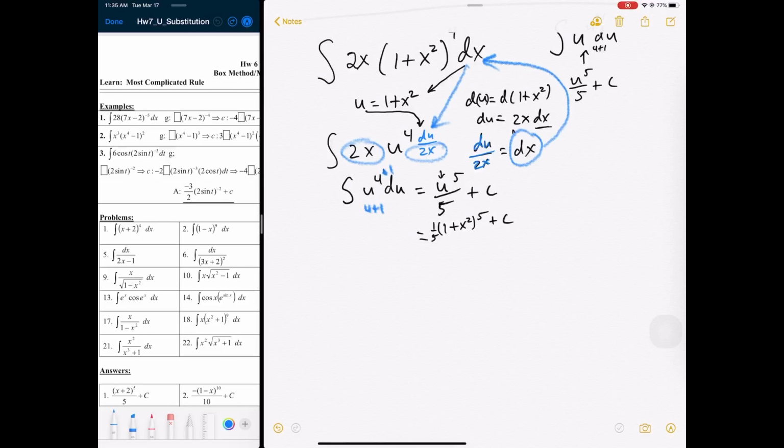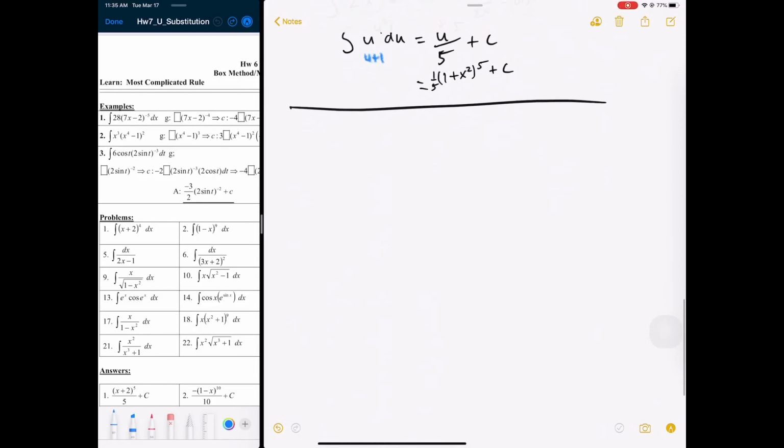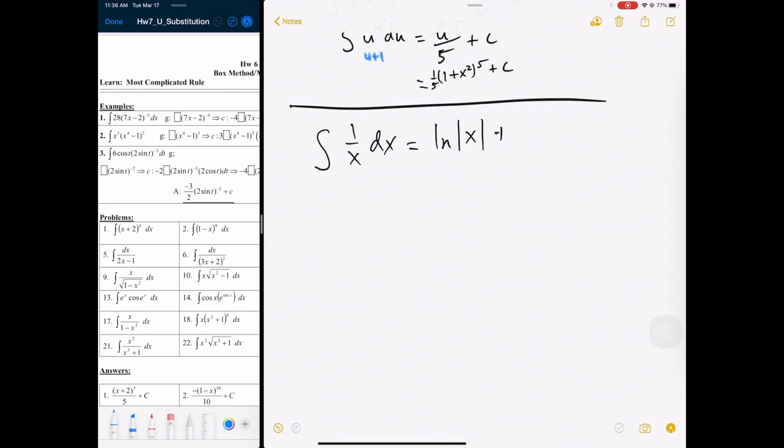Well, let's use another integral that you guys should have learned. The integral of 1 over x dx is equal to ln absolute value of x. Okay, we're going to use that one. So if I give you guys a problem, the integral of 2x over 1 plus x squared dx, does this look like this identity? It doesn't, right?